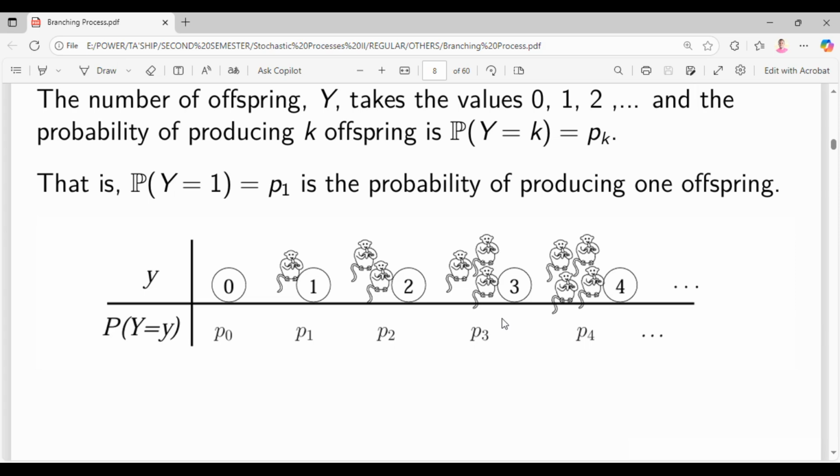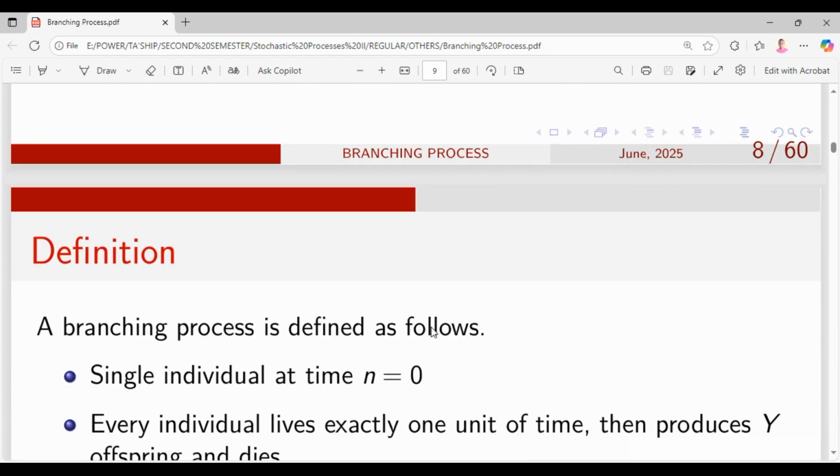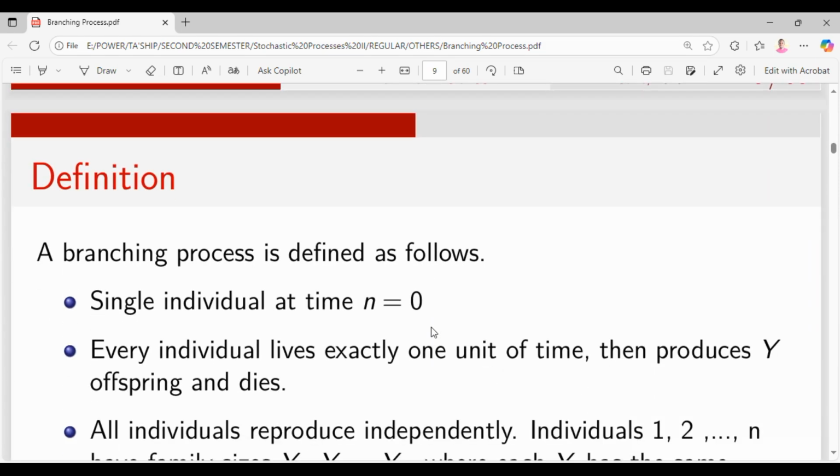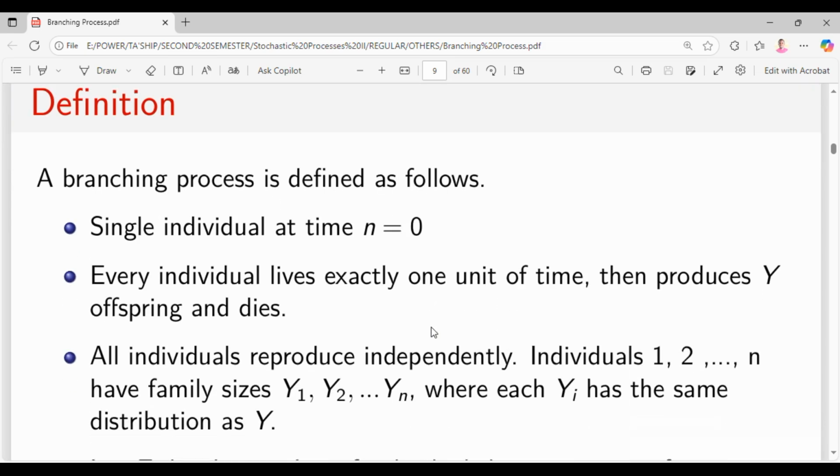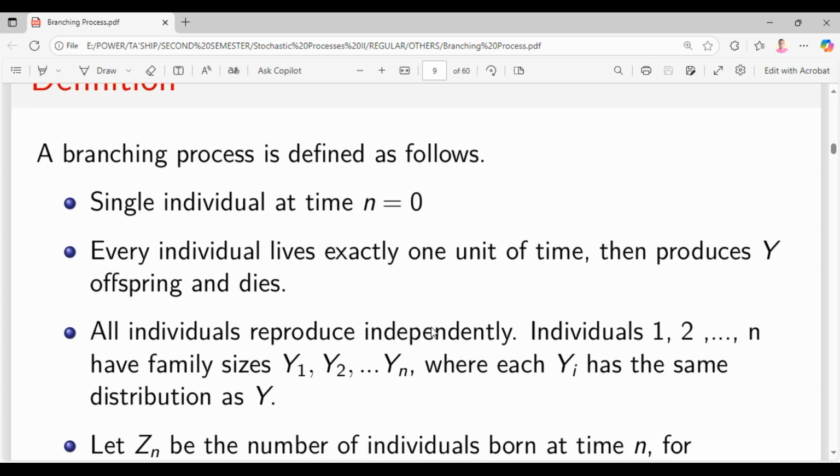Right? Good. Great. So let's look at some definitions of the branching process. Let's properly define the branching process. A branching process is defined as follows. A single individual begins the process at time n equal to 0. Every individual lives exactly 1 unit of time, then produces Y offspring and dies.